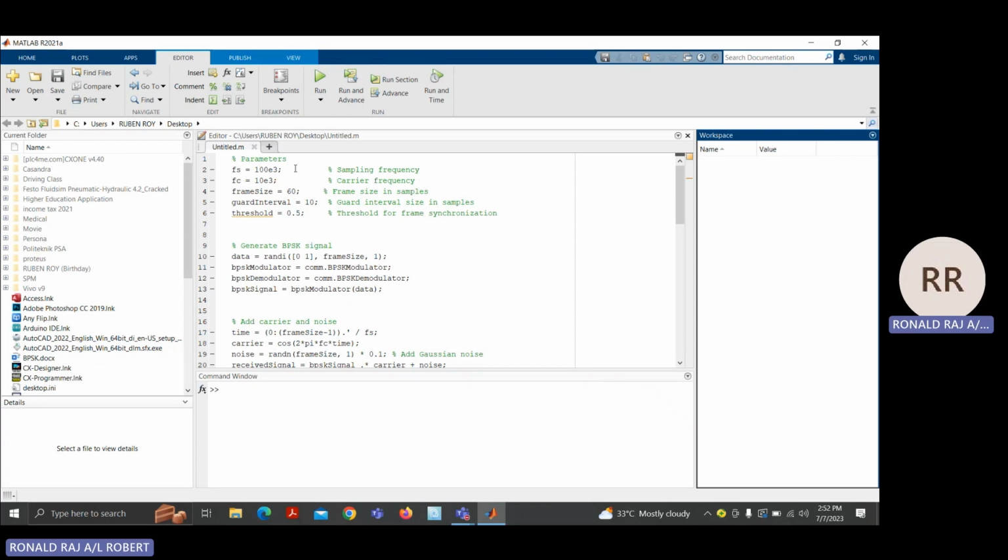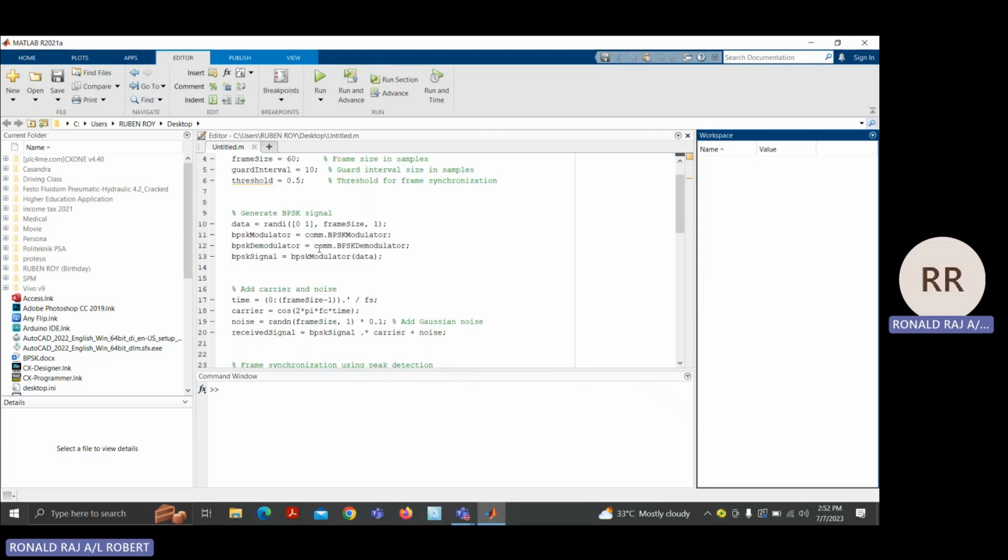So the first part is about the parameters. Fs is the sampling frequency of the system. Fc is the carrier frequency of the BPSK signal. Frame size is the size of each frame in samples. The guard interval is the size of the guard interval between the frames, in samples. The threshold is the value used for frame synchronization.